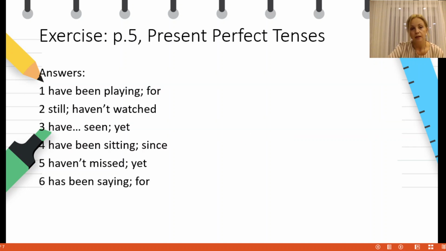Good. Let's do an exercise about this. In your textbook, there is only one exercise, but later on I'm going to recommend some further grammar exercises and where to search for them. Okay? Turn to page number 5 in your textbooks. Search for the title Present Perfect Tenses. Take your time.